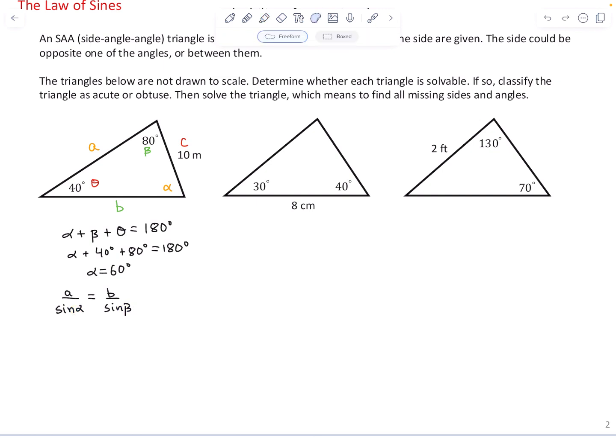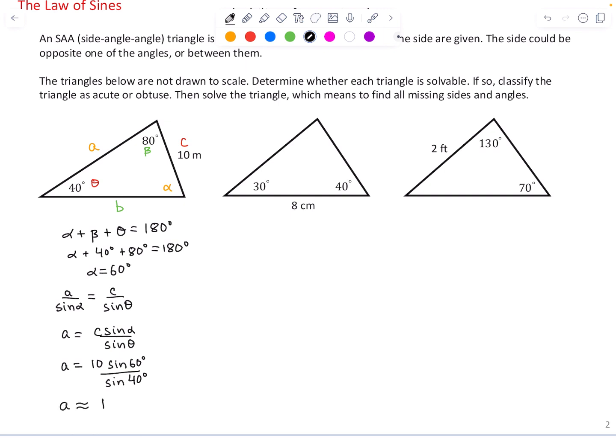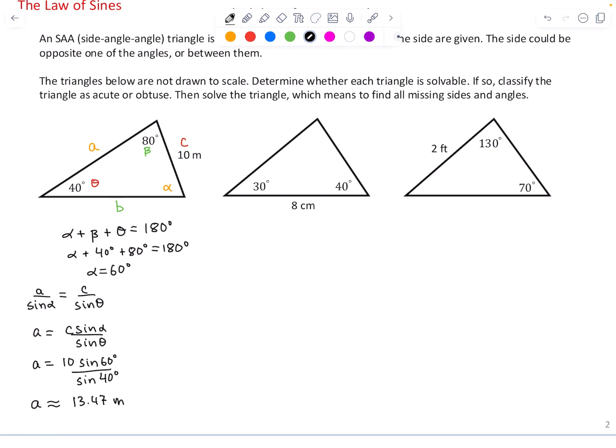So instead of using the B over sine beta, let's use the C over sine theta, because here I know C, I know theta, and I know alpha. So I know 3 of these unknowns, and I can solve this for A. I'm going to begin by multiplying sine alpha to this side. We know C is 10 meters, alpha we determined was 60 degrees, and theta is 40 degrees. So this is as much as we can simplify without a calculator. Using a calculator and making sure it's in degree mode, we get about 13.47, and this will be measured in meters.